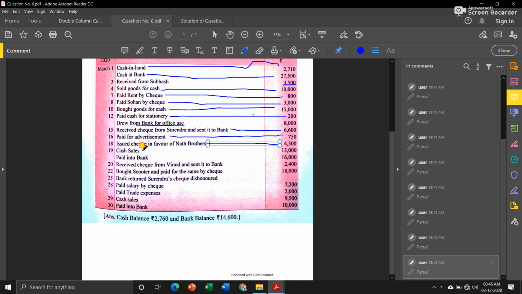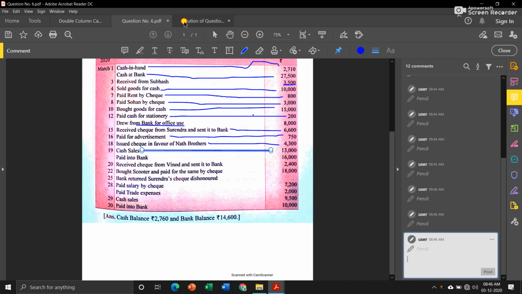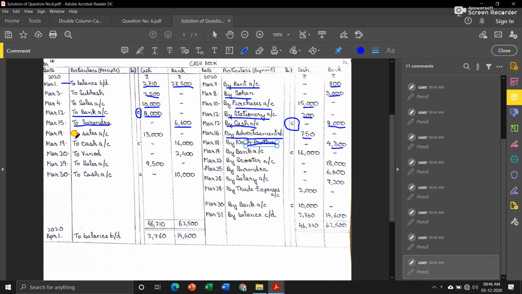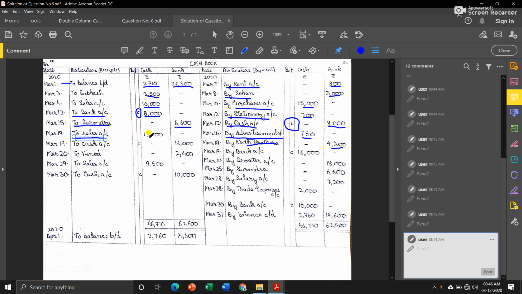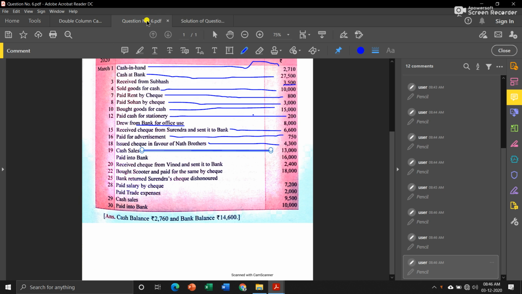The next is cash sales, meaning we sold some goods and we received cash of rupees 13,000, so on the debit side we will write "To sales account" in the cash column 13,000.